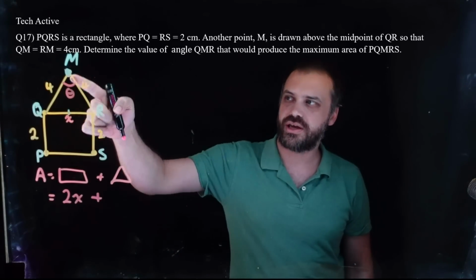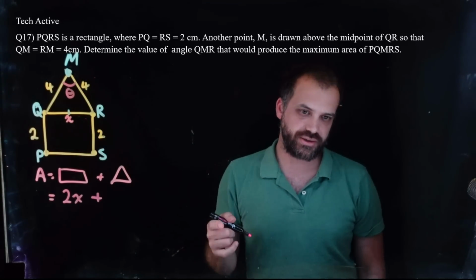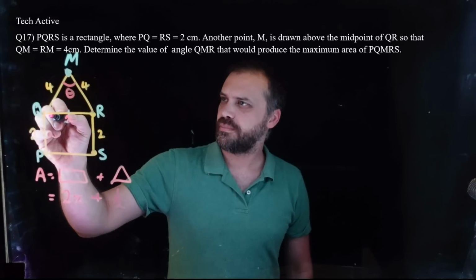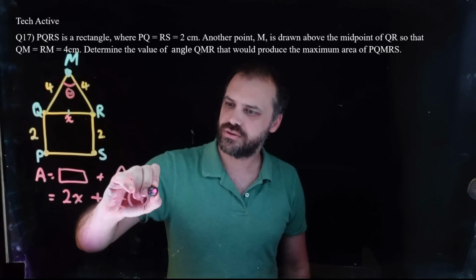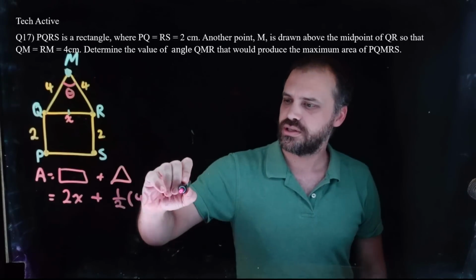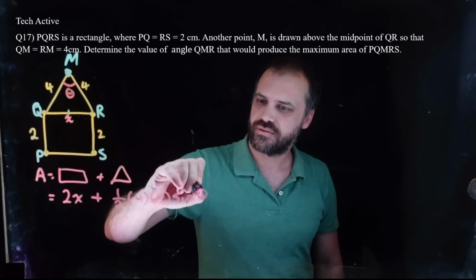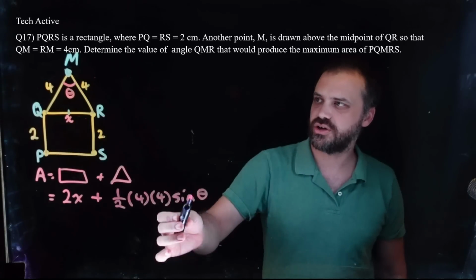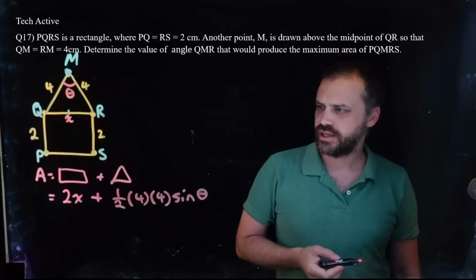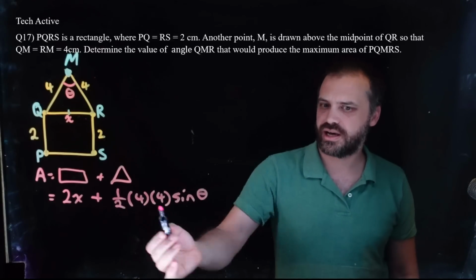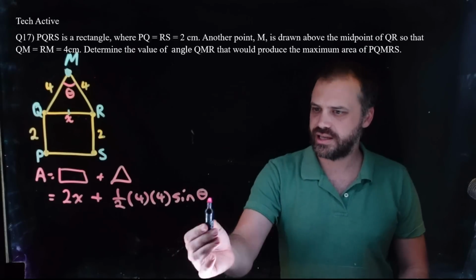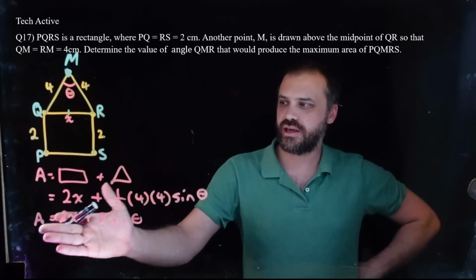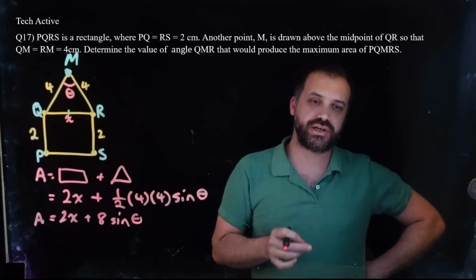I know how to find the area of a triangle dealing with that angle. The area of a triangle is equal to half of 4 times 4, sine theta, the sine of the angle between. I can tidy that up a bit because that's 16, and half of 16 is 8. So 8 sine theta there. Now, I think I'm doing a pretty good job because this is a formula for the area, and I'm trying to maximize the area.